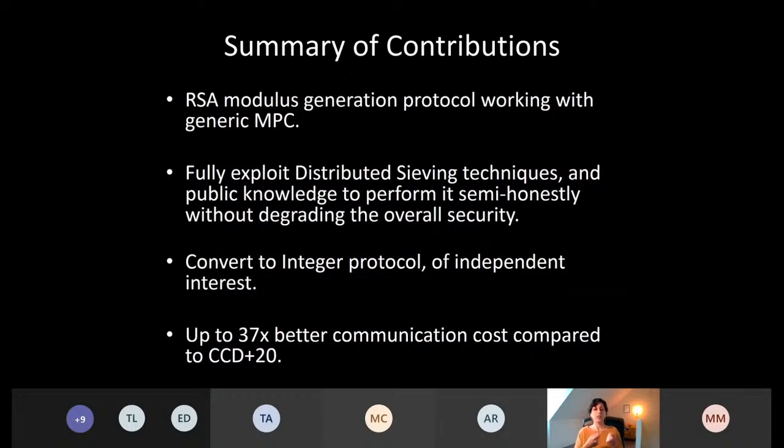Then we did our best to exploit all the public information, like the biprime in this case, so that we can do as many parts of the protocol semi-honestly without degrading the overall security, or postponing the check of the malicious security to a later point, only if certain repetitions or certain tests go through. We have, amongst other subprotocols, the conversion to integer subprotocol, which is of independent interest. And as I explained with the previous tables, our work reaches up to a factor of 37 better communication cost compared to the work of last year. And with that, I would like to thank you very much for your attention, and I would be happy to take your questions.